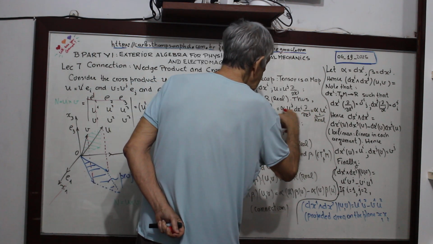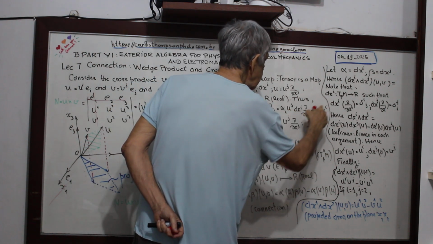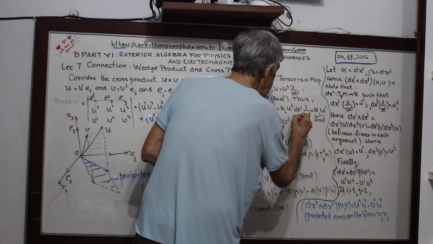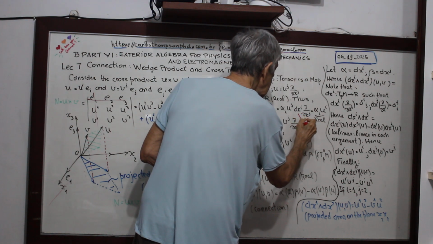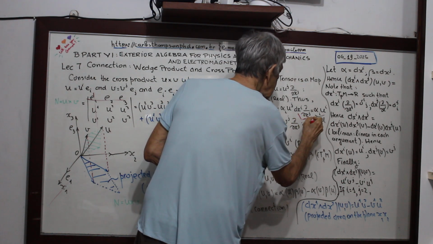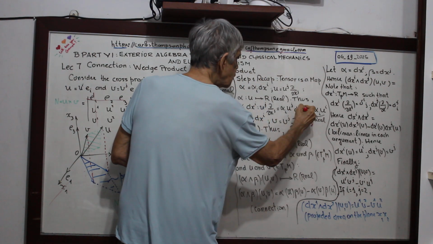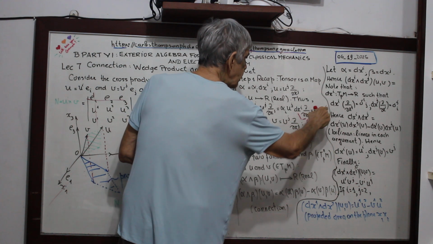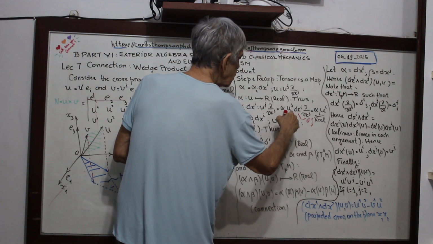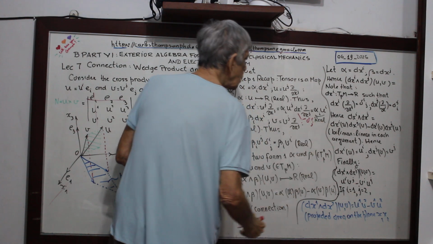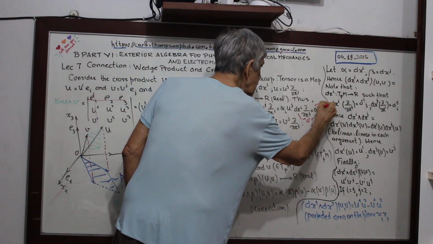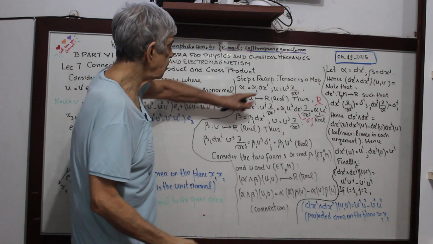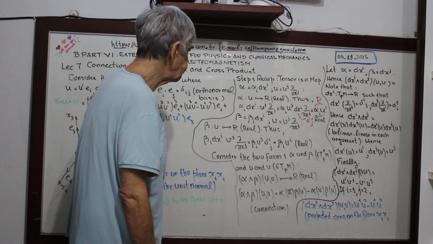Now it is alpha_i U^i, because dx^i acting on partial x_j over here is delta_ij. So this is alpha_i U^i. You see, it acts on U^j and gives U^i. This here is a real number, as in the definition of a tensor.